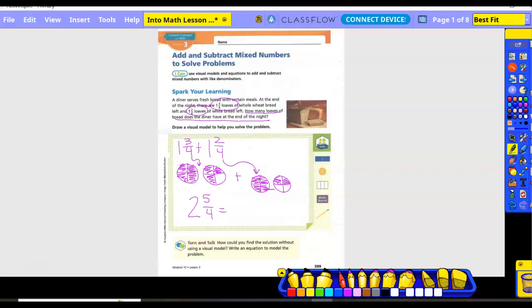which equals, could I take this one piece right here and then put it in right here? Could I do that? Yeah. Yep. So then I would have how many wholes then? 3. I have 1, 2, 3. And how many fourths left over? 1/4. So 3 1/4 loaves.